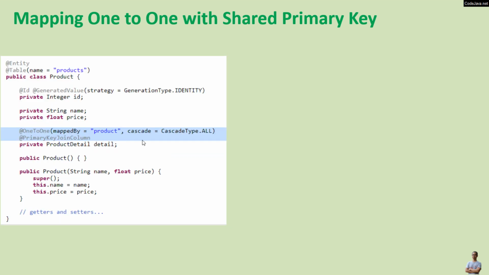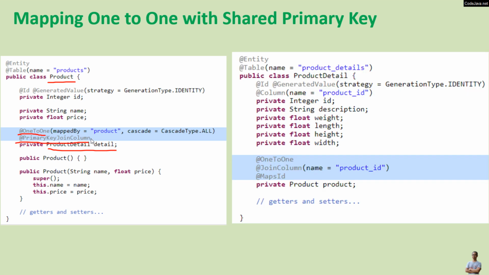So in Java code using Spring Data JPA, we code the product entity class that maps to the products table in the database. And for the product detail field, we use the annotations OneToOne and PrimaryKeyJoinColumn. And in the product detail entity class that maps to the product details table, in the product field, we use the annotations OneToOne, JoinColumn, and MapsId.